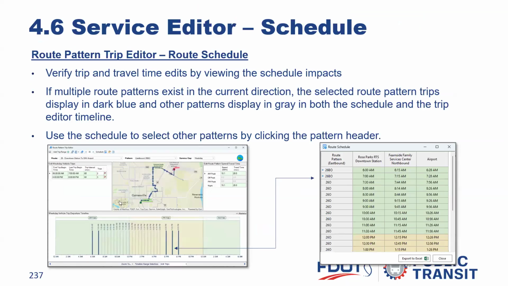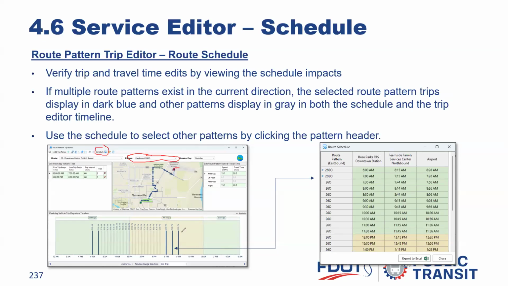Okay, so the other component of this that is very helpful is that you're able to easily pop up the schedule and verify the trip and travel time edits by viewing the schedule impact. One of the nice things about this is that you have the ability to pop up the route schedule. The route schedule button is up here, and we are on this pattern 26BO. And there are actually 5 trips in total on this particular pattern.